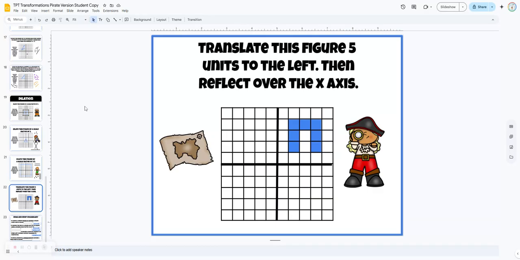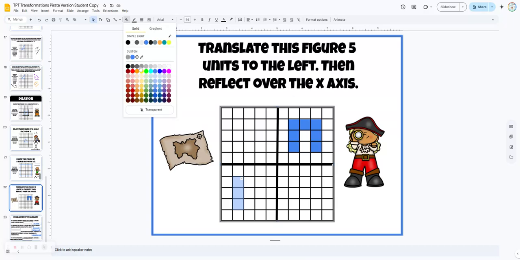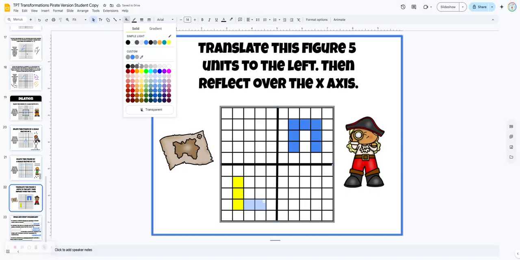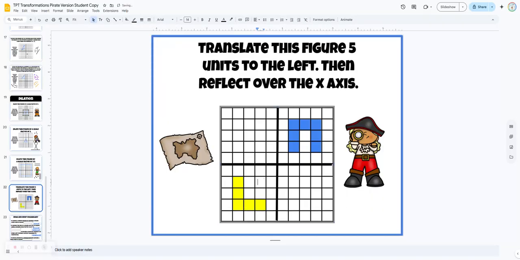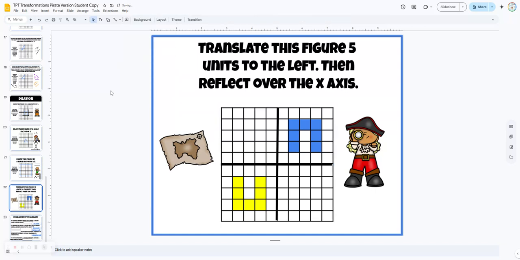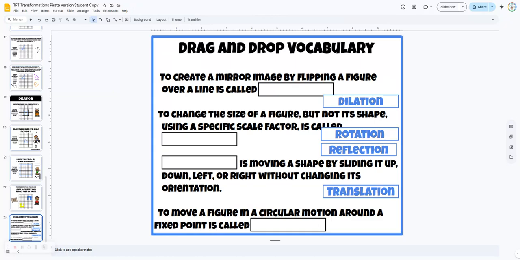Slide 22, you've got 2 different transformations of the same figure. This one we're going to translate 5 units to the left, and we're going to then reflect over the x-axis. So it's going to end up looking something like this. So 2 different transformations.